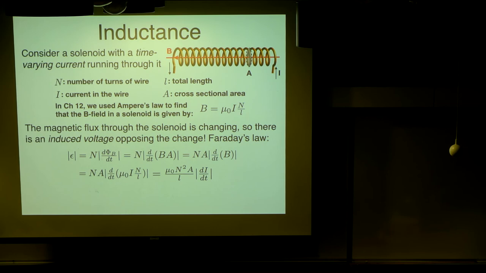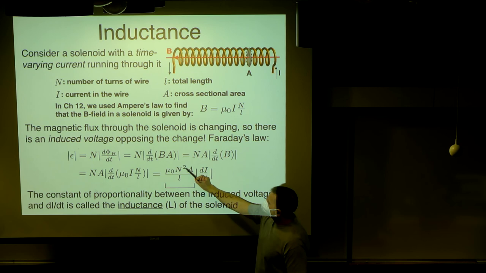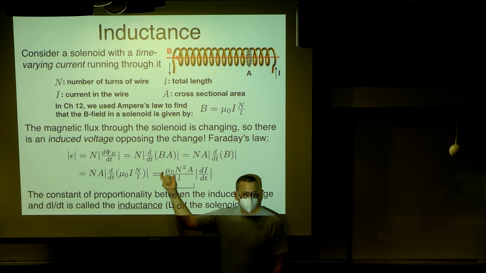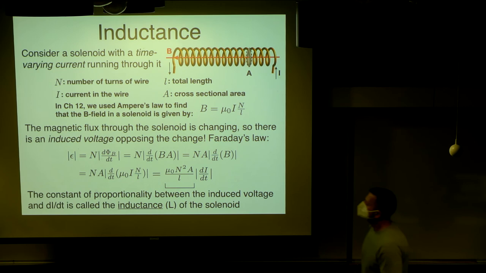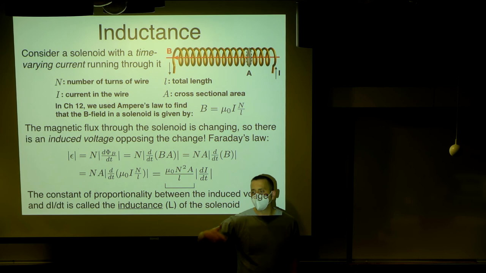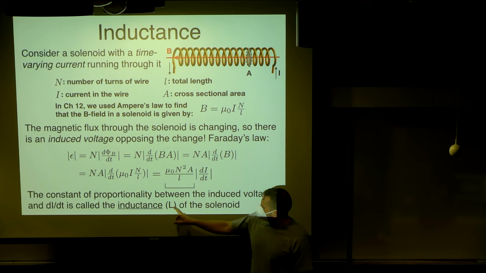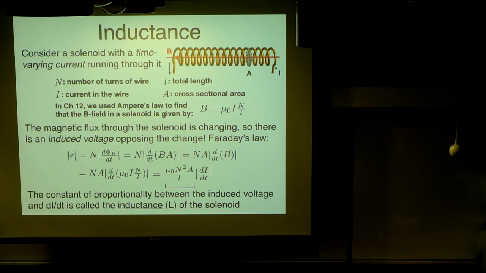So there's this constant of proportionality out front, right? This mu naught times N squared times A divided by L. And I hope you can see that the bigger this whole constant out front is, the bigger our induced EMF will be, right? So for that reason, we call this thing the inductance of the solenoid, okay? It just tells you basically how good is your solenoid at resisting changes in current, okay? So the name we give to this thing is capital L. It's called the inductance, okay? So we can now write this in a much simpler way, right? Just E, the EMF, is just L times dI dt.